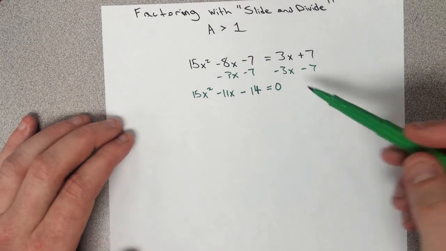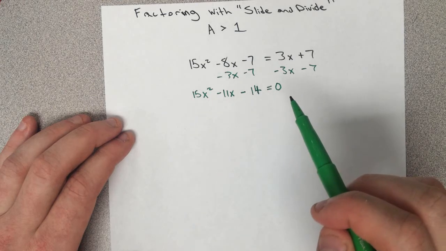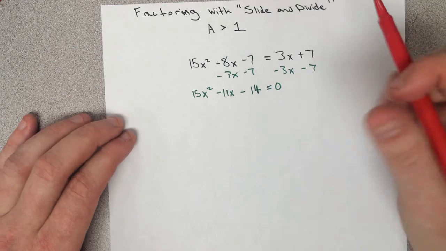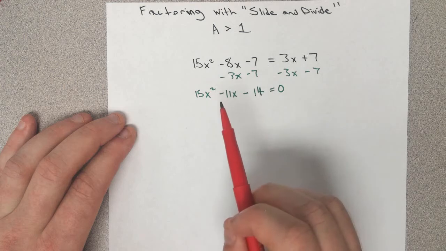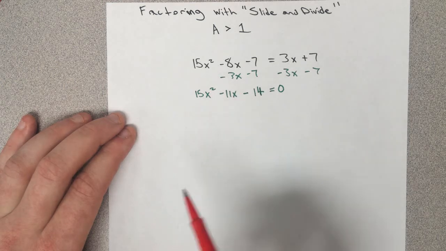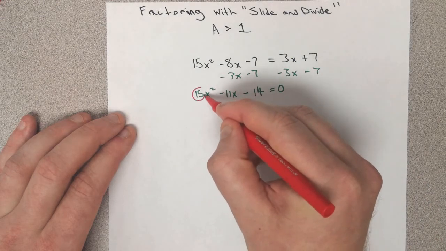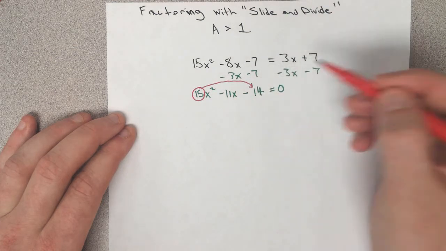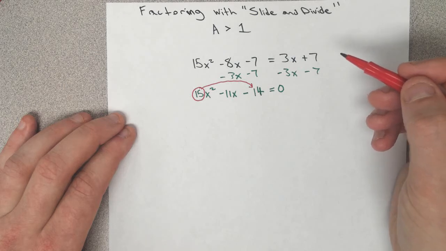Okay, now that I've got my quadratic equation set equal to 0, this is where we come in with the slide part in slide and divide. The idea is that I'm going to change this equation so that it looks like one where a is equal to 1, to make it easier for me to factor. So we take the coefficient on x squared and slide it into the constant over here, so we're just going to multiply them together.